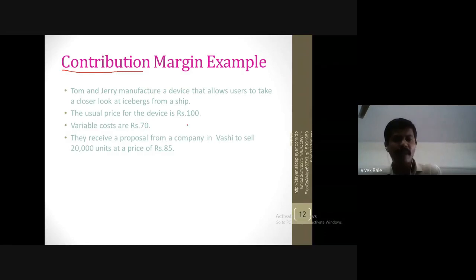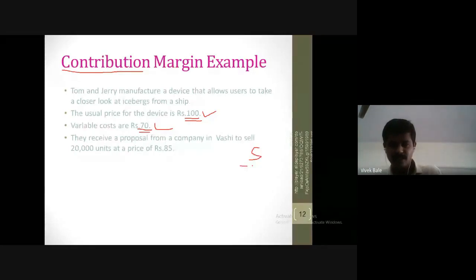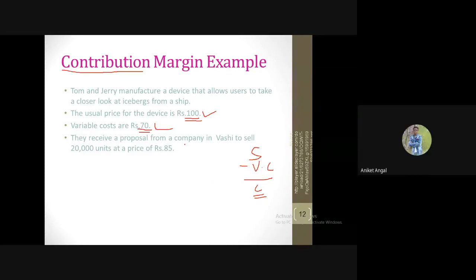Actually, the price of that particular device is how much? 100 rupees. Please keep in mind, the price of that device is rupees 100. It means the selling price of the device is 100. Variable cost is rupees 70 here, and you know very well, sales minus variable cost is equal to contribution. Now in this example, what is the amount of contribution? 100 minus 70 is equal to 30. So 30 rupees is the contribution. Yes, very good.